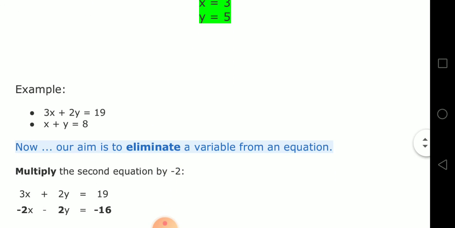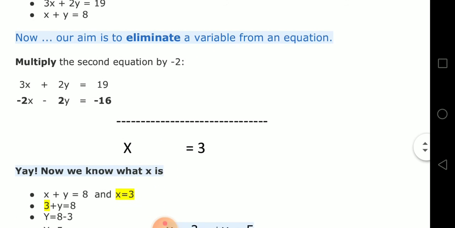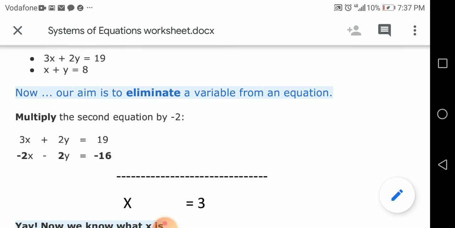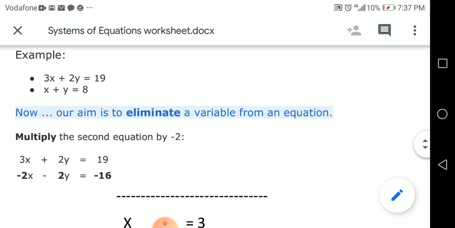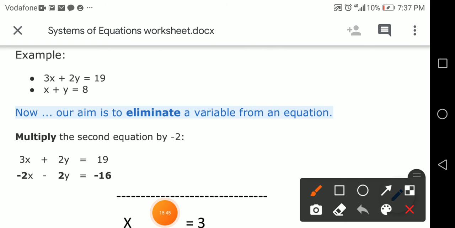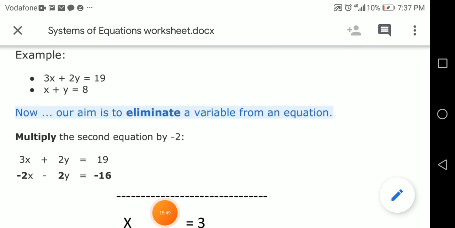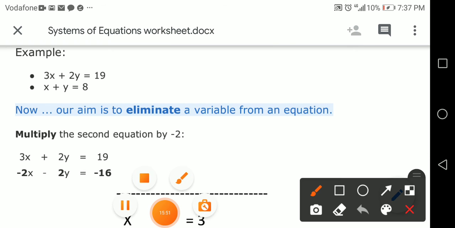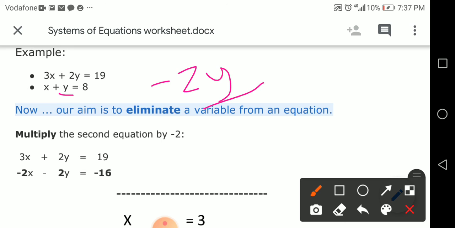Right? So okay, guys, for this example, 3x plus 2y equals 19, x plus y equals 8. Now our aim is to eliminate a variable from an equation. This is the aim. What should I do? Multiply here. As you see, we have y here. I want to make it negative 2y. Why do I want to make it like this? To eliminate the y's together, to get rid of the y's, guys.